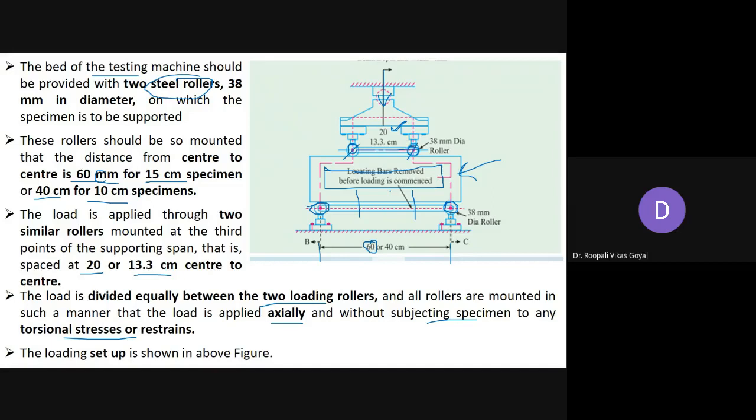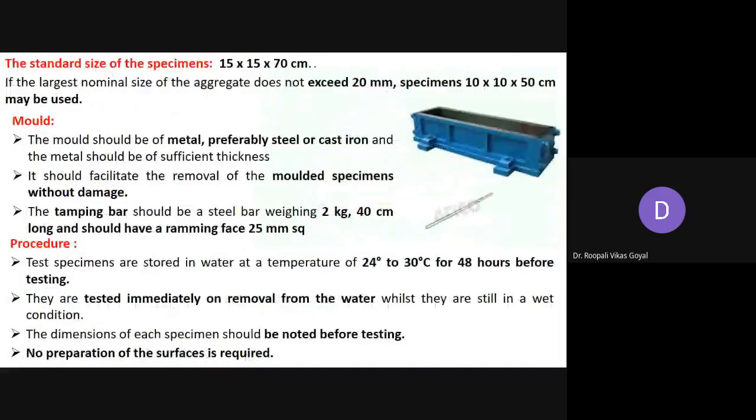Generally the standard size of specimen, as I have told you, this is your mold in which you have to cast your beam. The size of specimen should be 15 by 15 by 70 centimeter, and if the largest nominal size of the aggregate does not exceed 20 mm, then a specimen size of 10 by 10 by 50 centimeter can also be used. Generally for casting we need some mold. This mold may be either of metal, preferably steel or cast iron, and it should facilitate the removal of the molded specimen without damage.